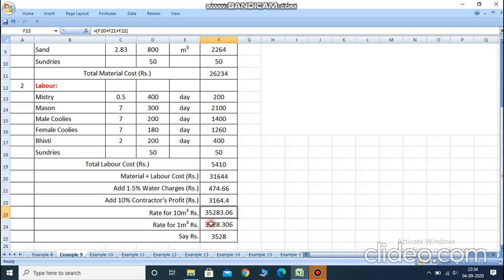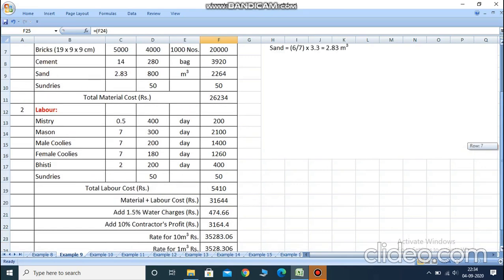So for finding the 1 meter cube rate, we divide 35,283.06 by 10. So we got the per meter cube rate of the brickwork as 3,528 rupees 30 paisa. As a round figure, 3,528 rupees. So we got the final answer for 1 meter cube brickwork.